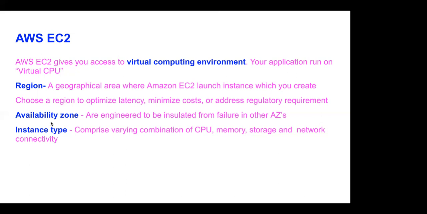In one region there would be 2 or 3 data centers which would be insulated from each other in such a way that if something happens in one data center, there is no impact or less impact on your application, because you're replicating everything in multiple availability zones.